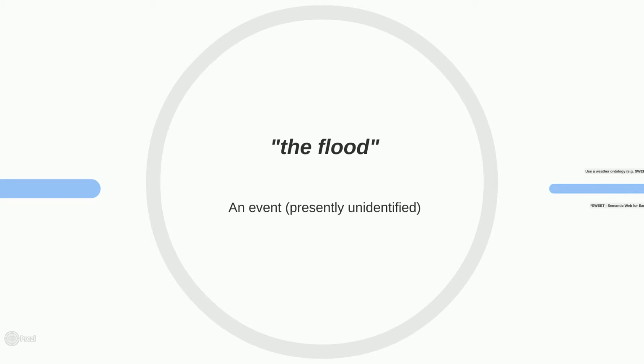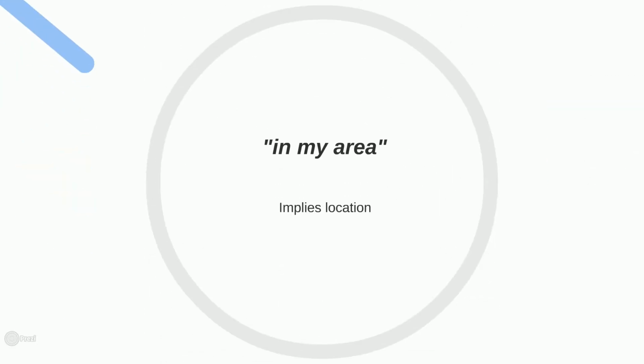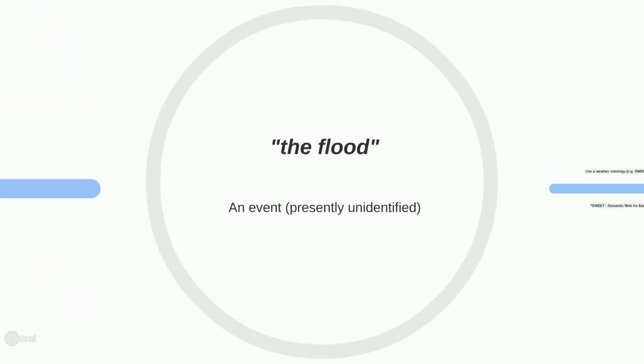At this point in time, a computer has no clue what a flood is. We'll get back to this later. Finally, the last bit that is extracted is in my area. This implies that the query is related to the user's current location. Back to the flood. How do we help the computer understand what a flood is?